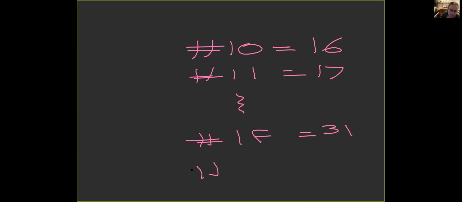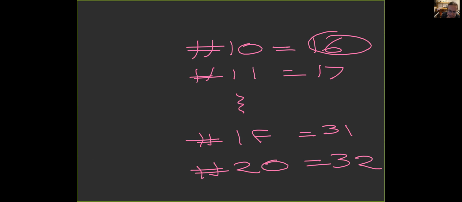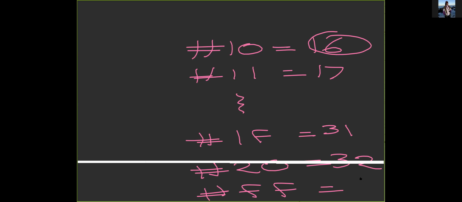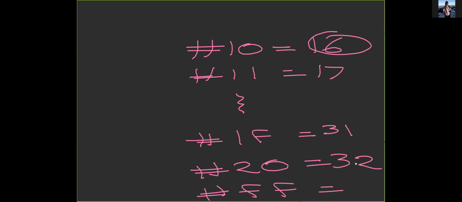How do we know that? Because probably this number 20 will be twice 16, right? Which means that this is 32. And if we continue counting, we are going to end up at FF. What number is FF? 255. Exactly. 255 in decimal.